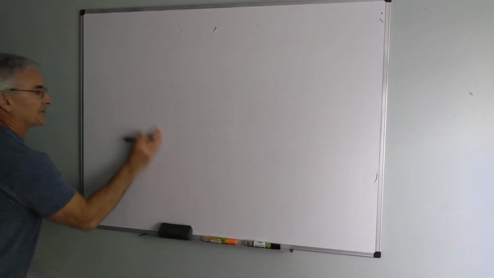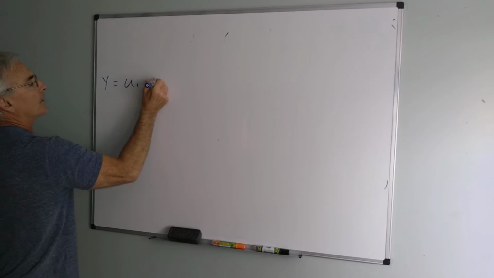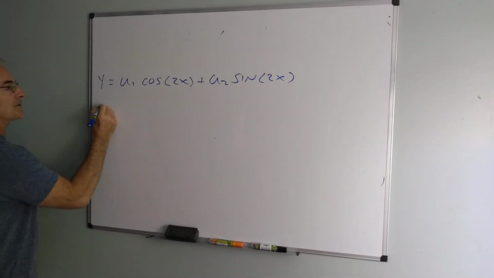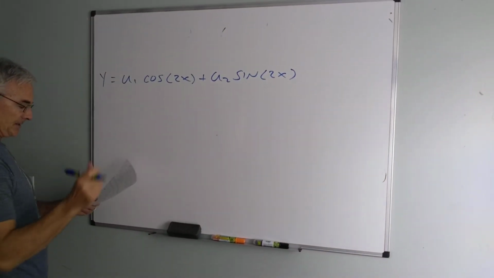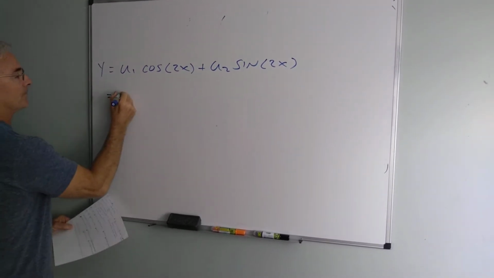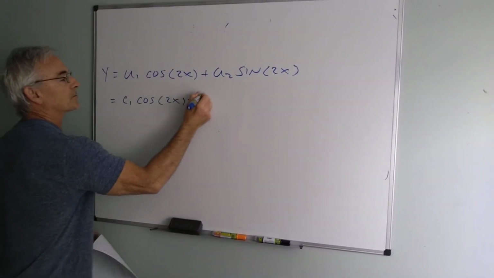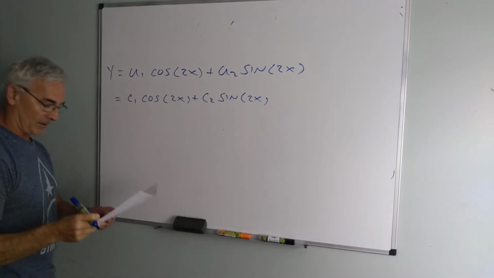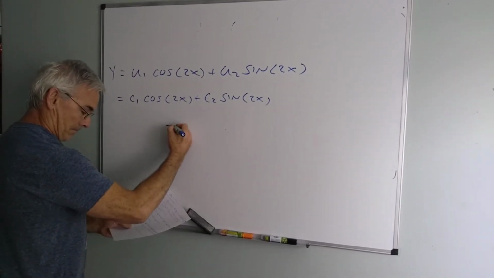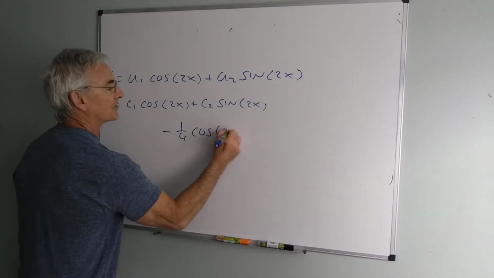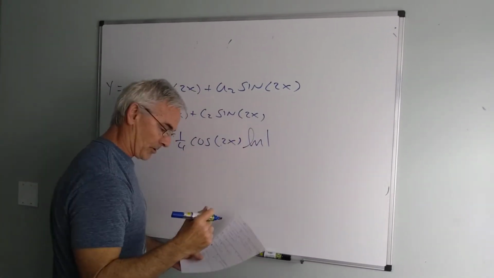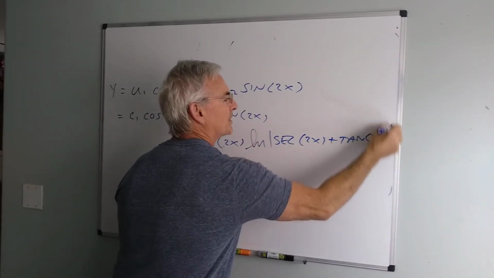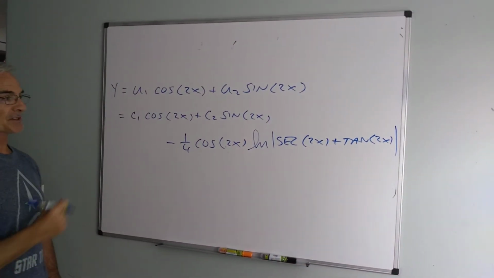Since our original statement was y equals u1 cos 2x plus u2 sine 2x, upon inserting these, this ends up being quite simply c1 times the cosine of 2x plus c2 times the sine of 2x, because of the c1 term here and the c2 term here, minus 1/4 times the cosine of 2x times the natural log of the secant of 2x plus tan 2x. You get a whole bunch of canceling after you plug everything in. So this is our final solution.